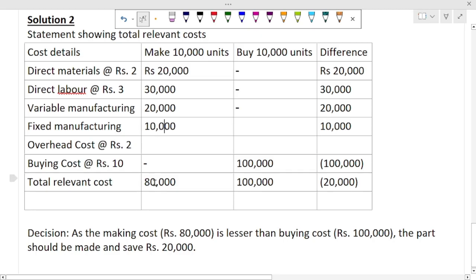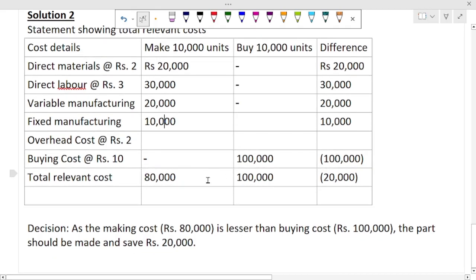Exactly. So every other thing remains the same. Total will now be 80, instead of question 1 that was 70. The rest remains the same. So this minus this should give us 20. 80,000 minus 100,000 gives you 20,000. So the decision now will be: as the making cost of 80,000 rupees is lesser than the buying cost of 100,000 rupees, the part should be made and save 20,000 rupees. Are we together now?